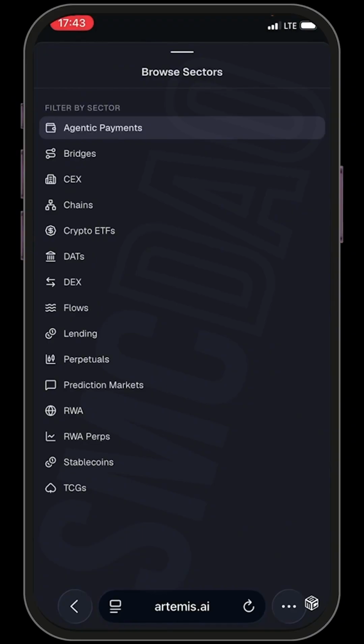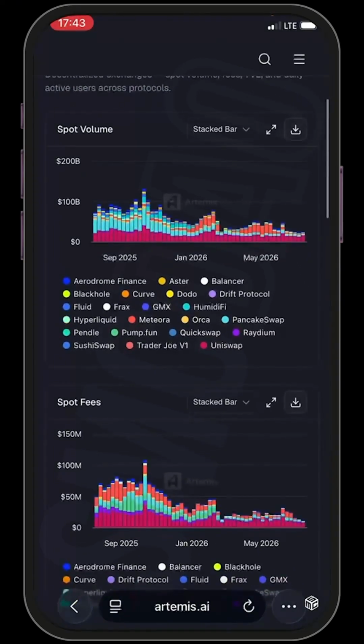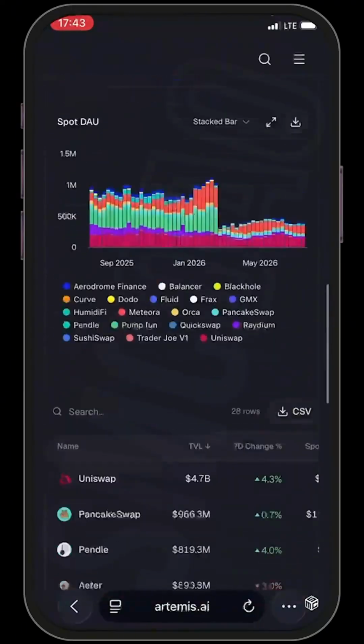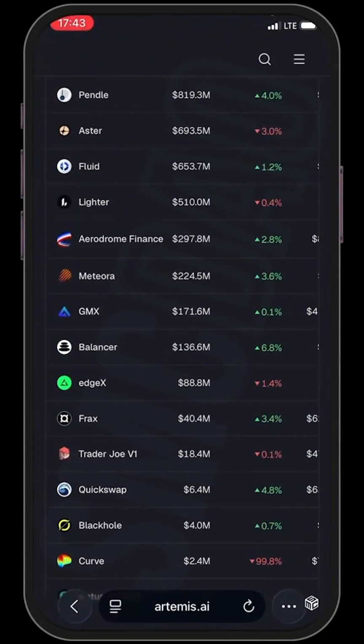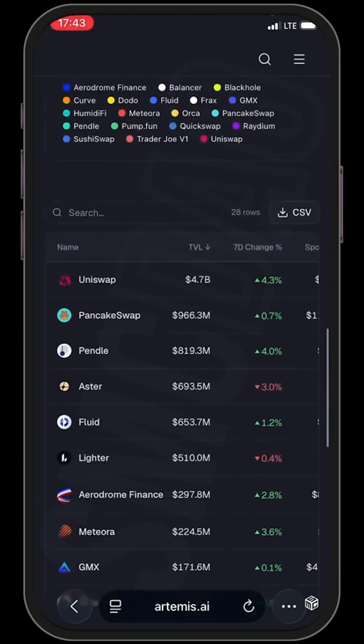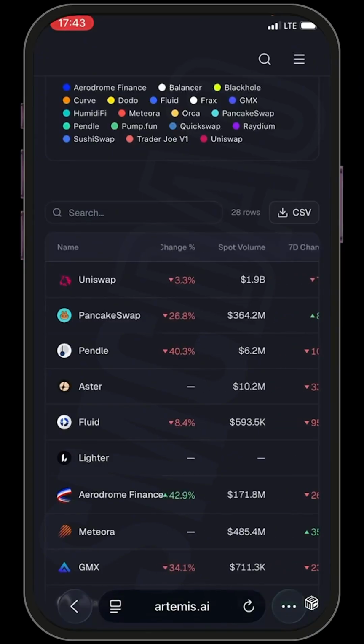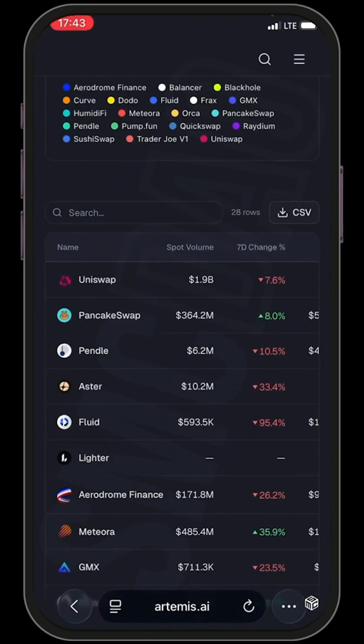Okay, now if you wish to compare DEXs, that's decentralized exchanges, to prediction markets, you tap DEX. Okay, you scroll downwards and you can see our different decentralized exchanges and their volume. So you could see that Uniswap has a TVL of $4.7 billion. That's insane, and it has a volume of 1.9 billion. PancakeSwap has a volume of 3,064.2 million dollars. Okay, which is impressive.